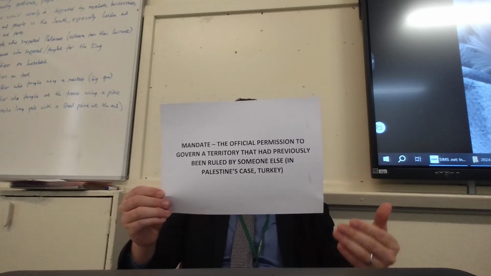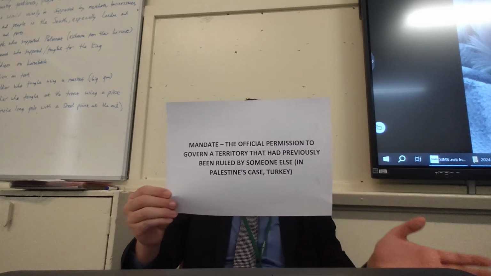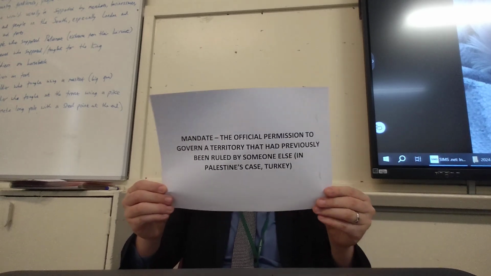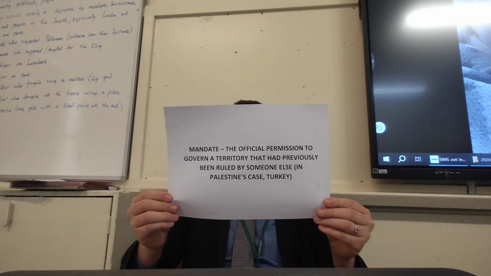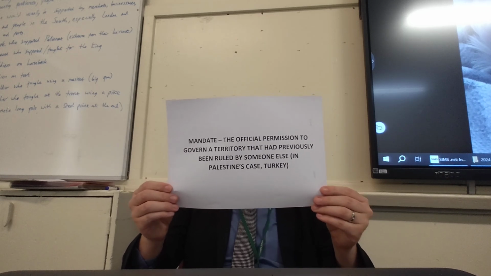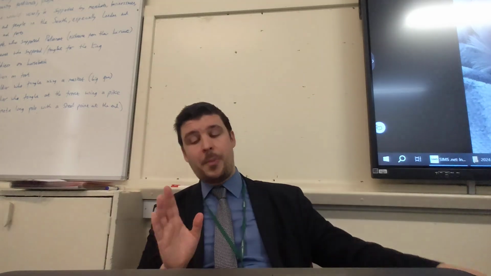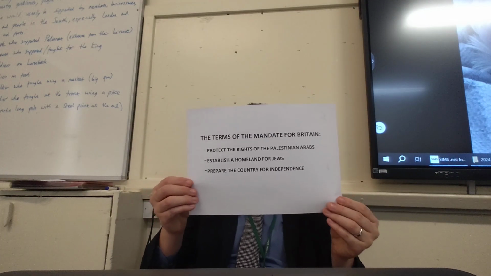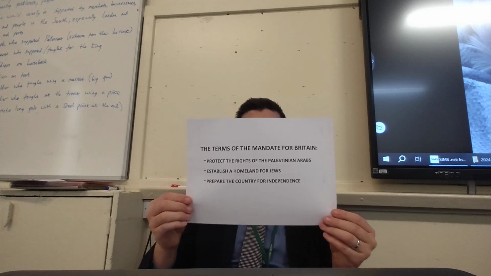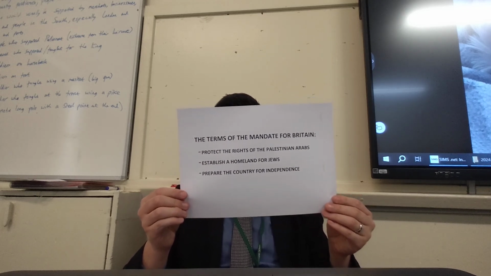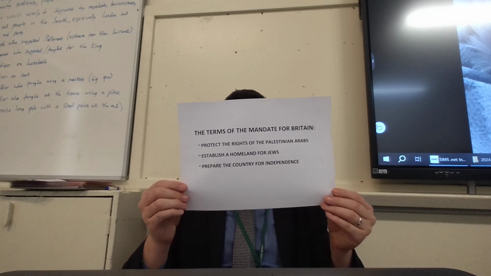So Britain got the official permission from the League of Nations to govern, look after a territory, in this case Palestine, that had previously been governed by somebody else. It had been under the rule of the Turks or the Ottomans, whichever you want to use. Now, as part of this mandate, the terms for Britain were that they had to protect the rights of the Palestinian Arabs. They also had to establish a homeland for Jews and prepare the country for independence.